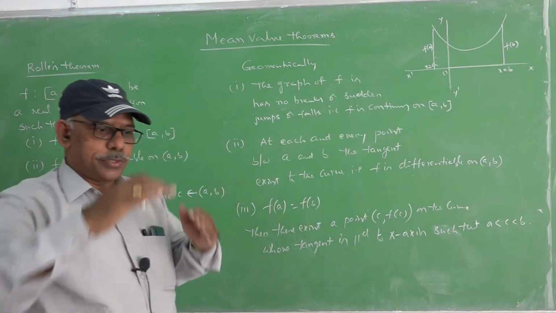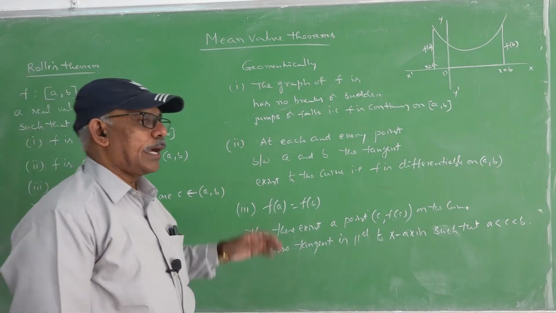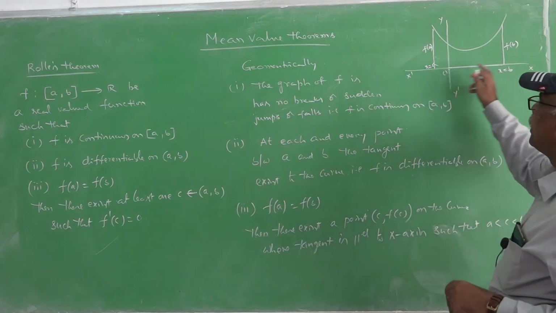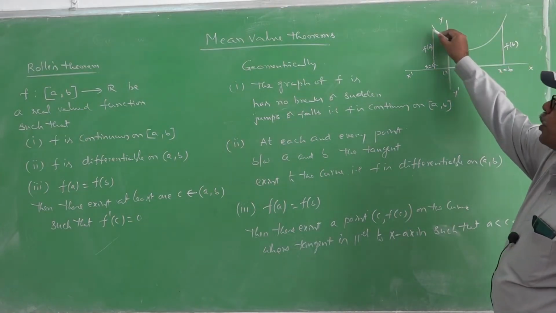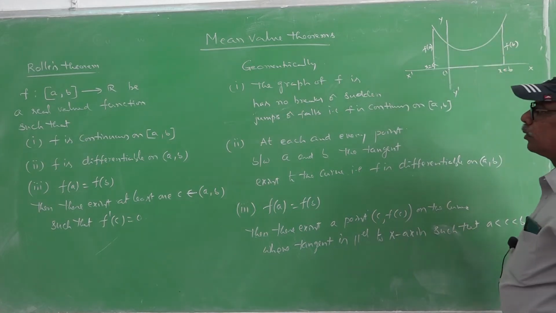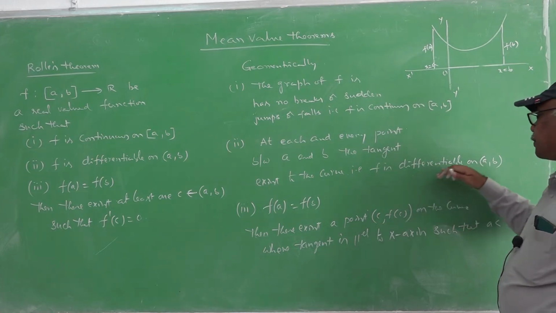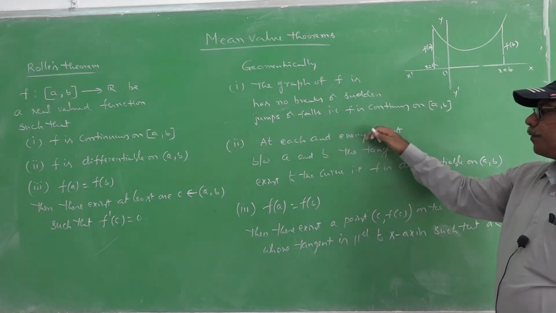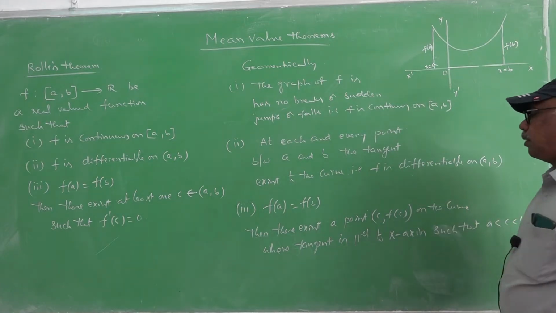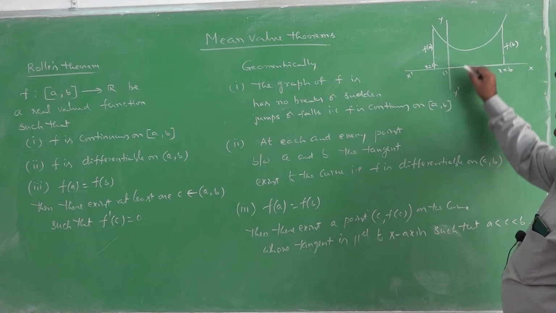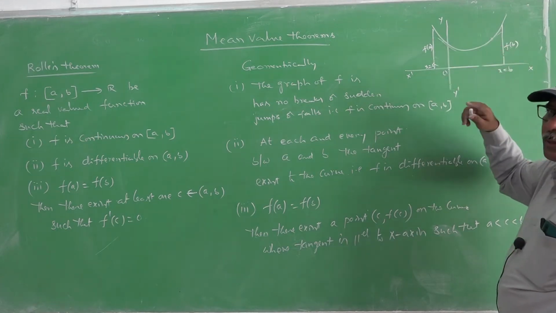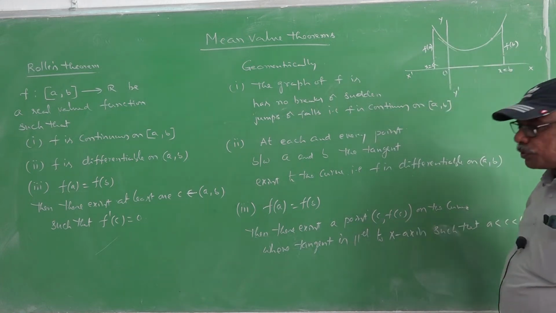Once the graph is continuous in the given interval a, b and it has a derivative at each and every interior point of a, b, at each and every point the tangent exists to the curve. F differentiable on a, b means at each and every point between a and b, the tangent exists to the curve. That is the second point. If you consider here, the tangent exists. If you consider here, the tangent exists. Like that, at each and every point, the tangent exists to the curve.